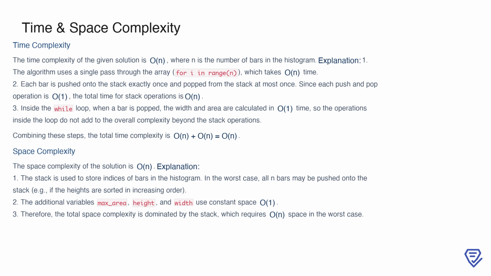The time complexity is O(n), where n represents the number of bars in the histogram. This is because the algorithm makes a single pass through the array using a loop that iterates n times. Each bar is pushed onto the stack exactly once and popped from the stack at most once.